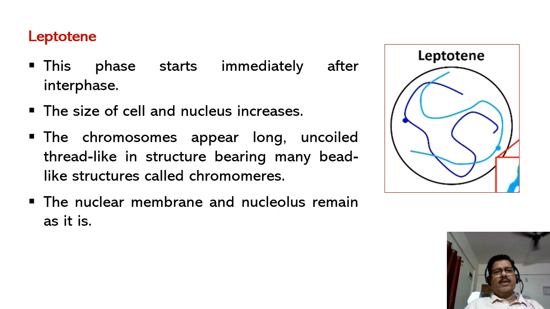Leptotene. This phase starts immediately after interphase. The size of the cell and nucleus increases. The chromosomes appear as long, uncoiled, thread-like structures, bearing many bead-like structures called chromomeres. The nuclear membrane and nucleolus remain as they are.